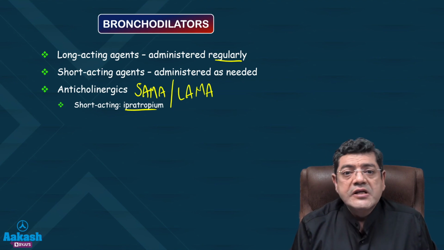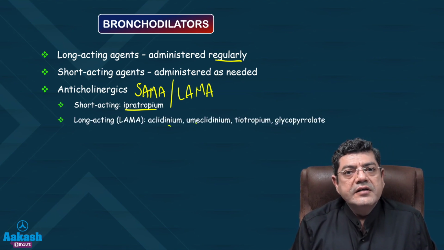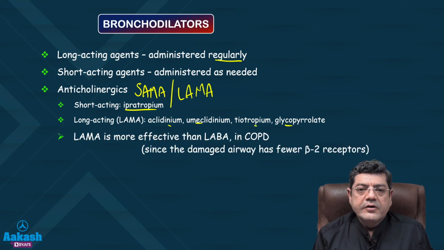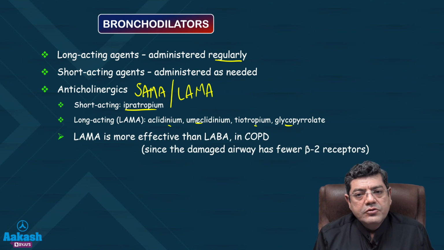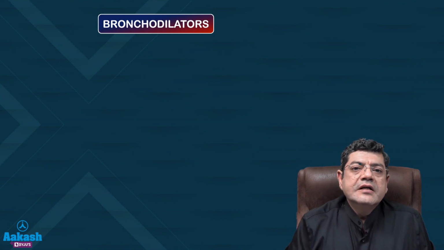So, a short-acting agent is ipratropium, which we often use in the emergency. It's also used in asthma exacerbations. Long-acting agents are aclidinium, umeclidinium, tiotropium, and glycopyrrolate. I already told you why long-acting muscarinic antagonists are more useful in the COPD patient.